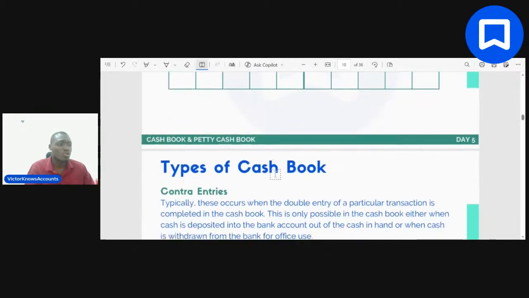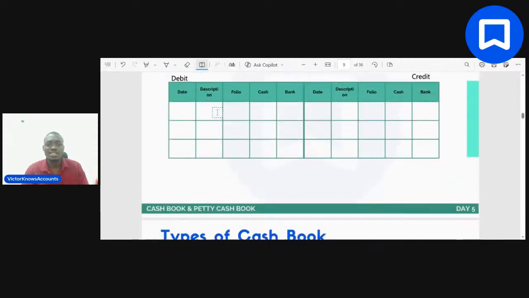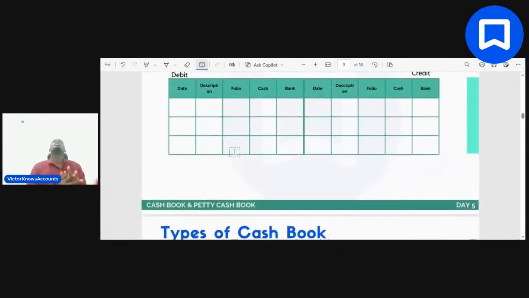So now let's talk about something very vital and important in the double column cash book, and that is what is called contra entries. All right. Contra entries. Now, when you say contra entries, we are talking about cash and bank, an entity that uses both, like they maintain both a cash account and a bank account, which means that they keep physical cash, but they also have a bank account where they keep money.